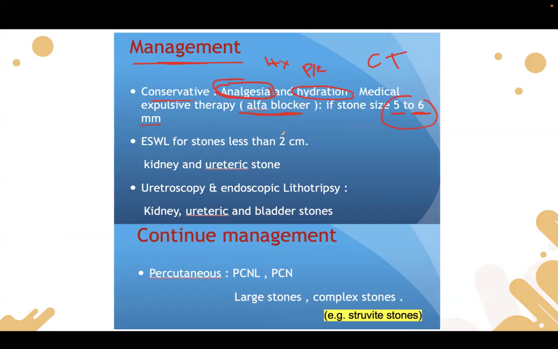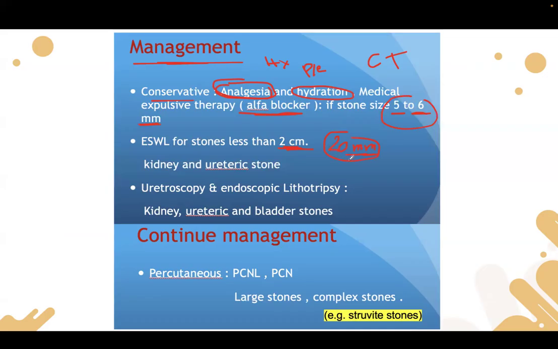Now, if we have kidney stones that are less than 2 centimeters, or we call it 20 millimeters, guys, see it here, it's millimeters, here it's millimeters, and here it's centimeters, which might be confusing. I still remember it was confusing for me while I was studying in third year. So just memorize it as 20 millimeters, okay? So here 5, 6 millimeters, and here 20 millimeters.